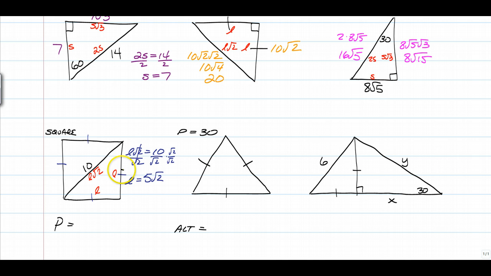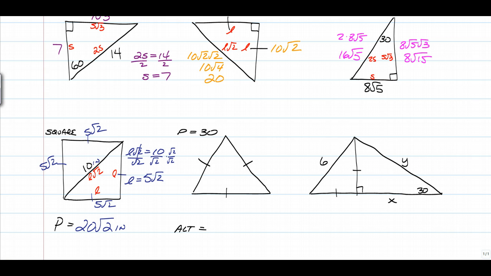So every single one of these legs is 5 root 2. That's 5 root 2, this is 5 root 2, and this is 5 root 2. So 5 plus 5 plus 5 plus 5 is 20 root 2. And if this was given in inches, of course, you would need to put inches because we are talking about a perimeter. The next one, the perimeter was given.